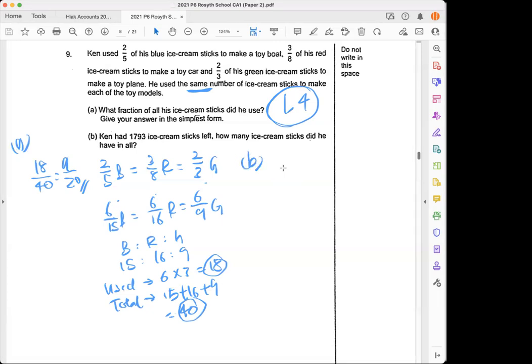Ken had 1,793 ice cream sticks left. So the numerator represents used. The denominator represents total. So the left will be the difference between the numerator and the denominator, right?